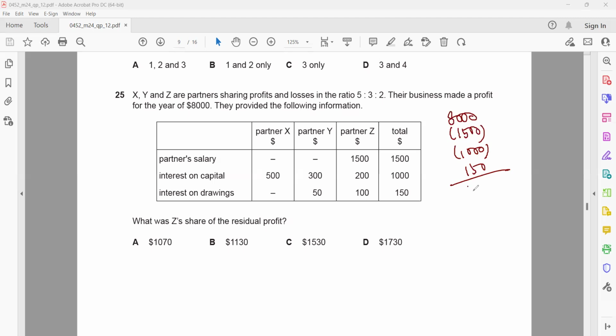So we get 5,650. So this is shared by 3 and 5 and 2, and they ask for Z only. So Z's ratio is 2. So you have to take it times 2 over 10. So Z will get 1130. So this is the residual profit that he will get. Okay, the answer should be B.